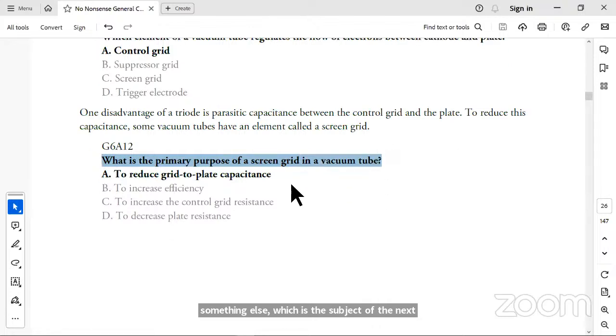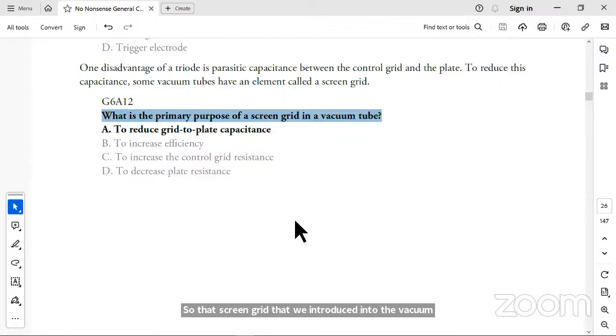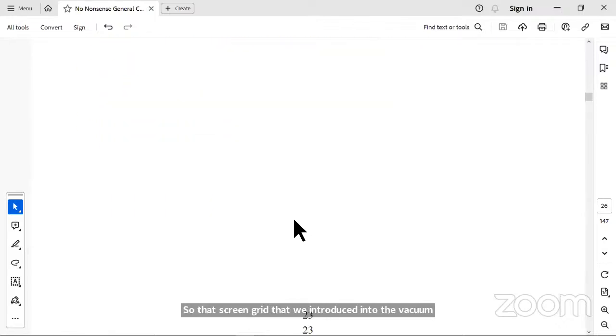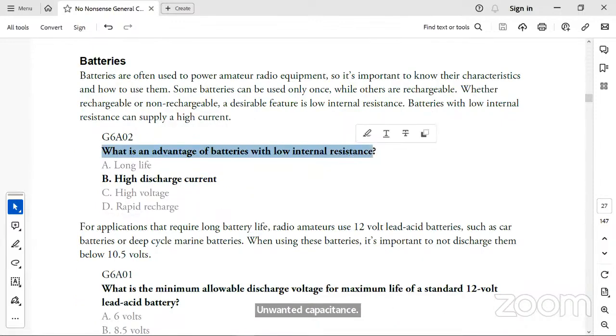What is the primary purpose of a screen grid in a vacuum tube? And we said it is to reduce the grid to plate capacitance. So you have the grid and you have the plate or the anode, and because there are two plates, remember that's what a capacitor is constructed like. You have two plates at some distance, and you have a dielectric material in between. So that's what the tube is setting up, and you don't want that. You don't want that extra capacitance, what we call parasitic capacitance or stray capacitance, unwanted capacitance. So that screen grid that we introduced into the vacuum tube is to reduce that grid to plate unwanted capacitance. All right, let's continue.